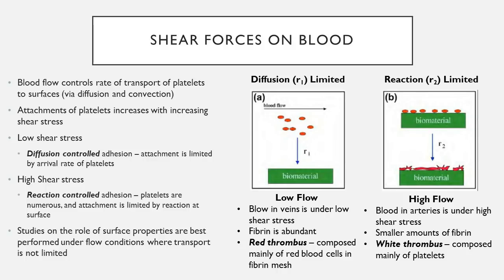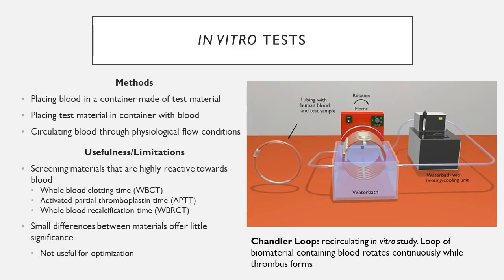The opposite condition, which occurs under high shear stress or high flow, is what's called reaction-controlled adhesion. In this case, platelets are numerous because they're being brought in at a really high rate, and we're only limited by the actual attachment or reaction rate at the surface of the device. In this case, we form what's called a white thrombus because it's formed mainly of platelets, less fibrin, and not as many blood cells. Now, there are a few examples of different in vitro tests that we can give. I'm going to briefly cover some of those and then go into a little bit more detail on the in vivo tests.